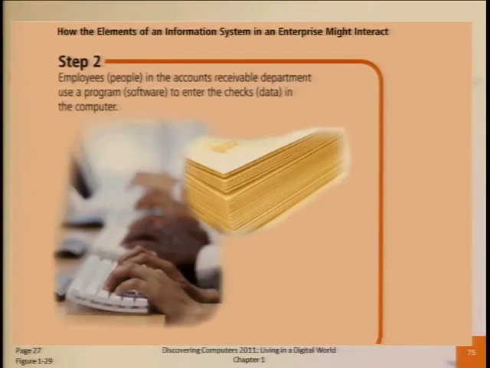And the second step will be the employee. Employees are the people, right? So in the accounts receivable department, they are the ones who process a check. Okay, so they will use the program. So program is what? Program is software, right? To enter the check, the check itself is data, right? So they will actually use the program to enter the check data into the computer. So you can see that it involves people, software, and data.